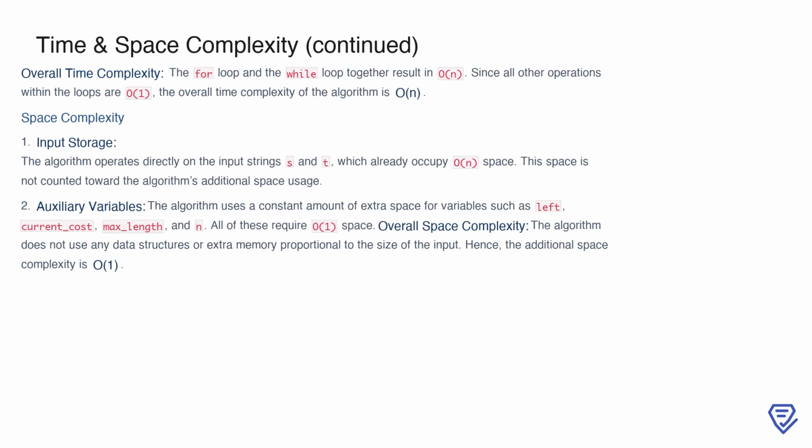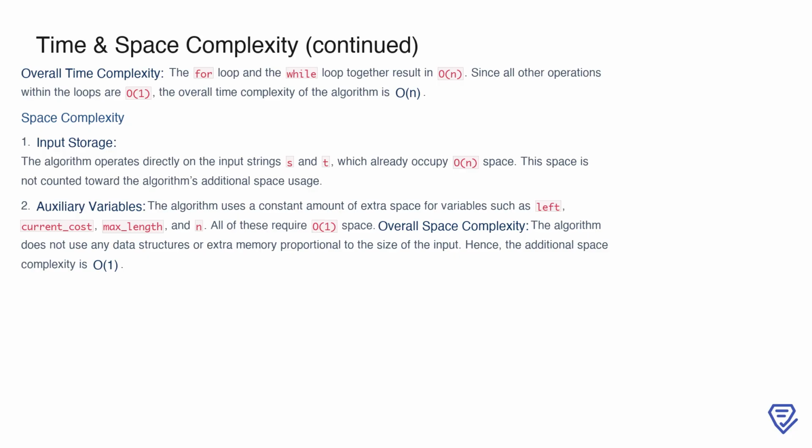When we combine all these components, the for loop and the while loop together result in O(n) time complexity. This is because the total number of operations performed by both loops scales linearly with the size of the input. All other operations, such as the cost calculation and variable updates, are O(1) and do not affect the overall complexity. Therefore, the total time complexity of the algorithm is O(n).